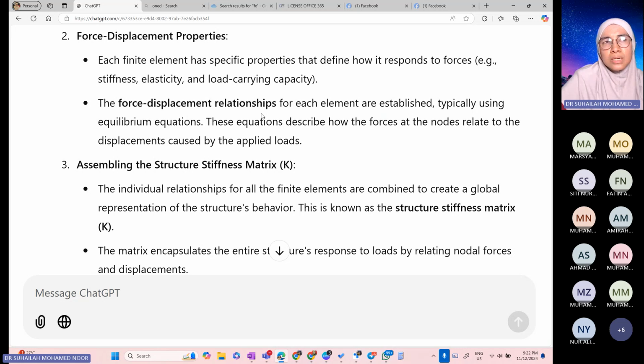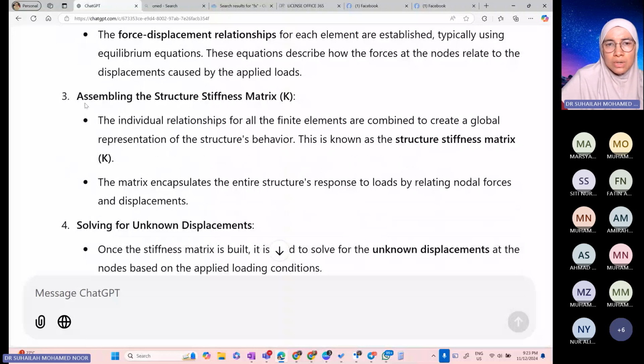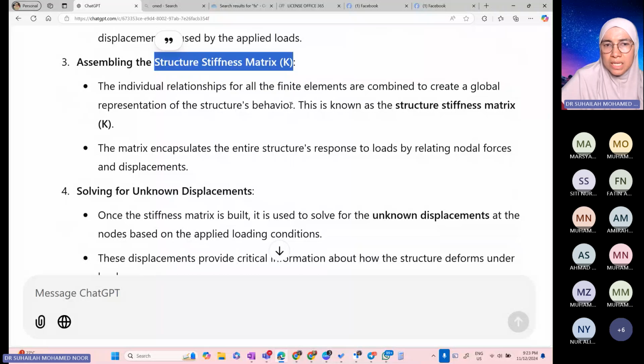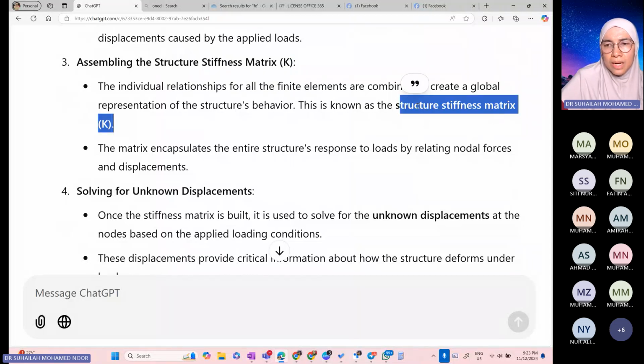Displacement at nodes, forces at node, semua dekat nodes. Okay, also pada nodes. So we are going to assemble the structure stiffness matrix, which we use the symbol K for stiffness matrix. Size of the matrix nanti dia akan depending on degree of freedom. Degree of freedom, nanti saya akan tunjuk what is degree of freedom. Structure stiffness matrix. So this is the key characteristic of stiffness method.